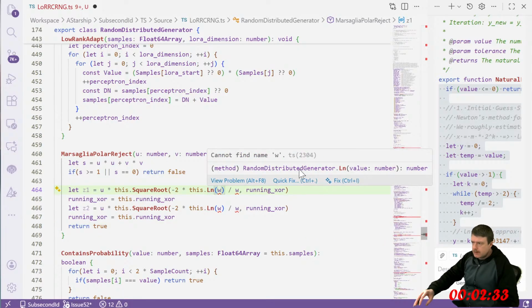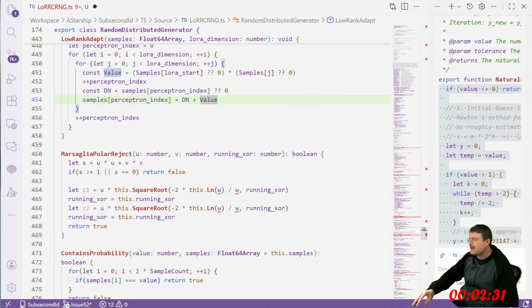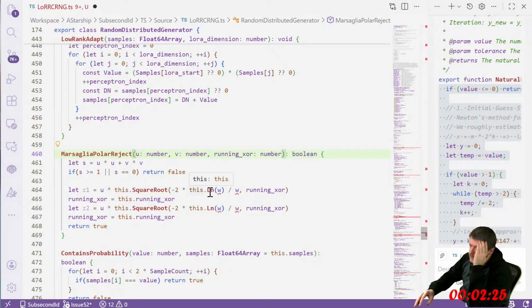W. Where did I get W again? I just hate how they didn't have, how is Wikipedia that bad? There's no consistency between their variable naming. It's just irritating. I mean, I don't care. Whatever, I'll go look it up. R squared, right?